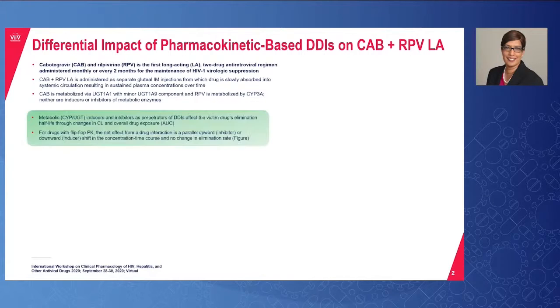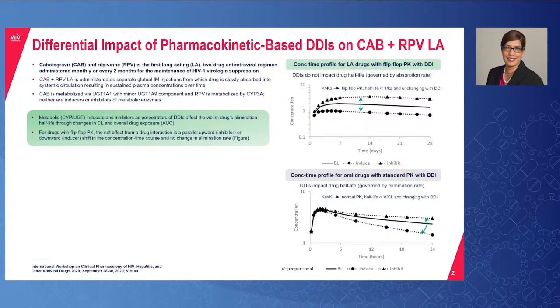For most drugs with a standard PK profile, the persistence of drug in plasma is dependent on the rate of elimination and not the rate of absorption. Elimination is determined by the metabolism of the compound, so changes to metabolism lead to changes in the rate of elimination, which then lead to changes in the half-life. In contrast, long-acting drugs, such as CAB and rilpivirine, have rates of absorption that are significantly slower than the rates of metabolism.